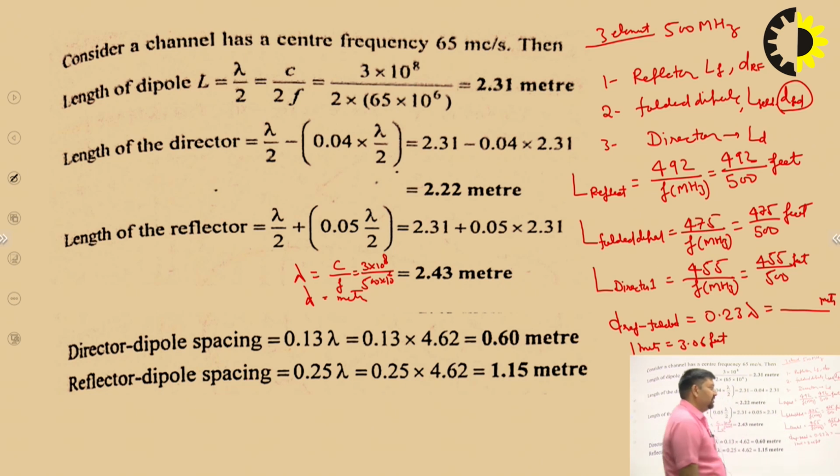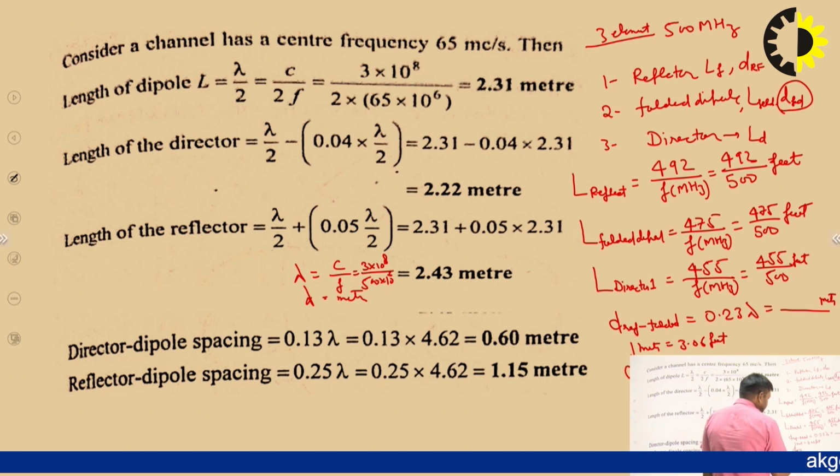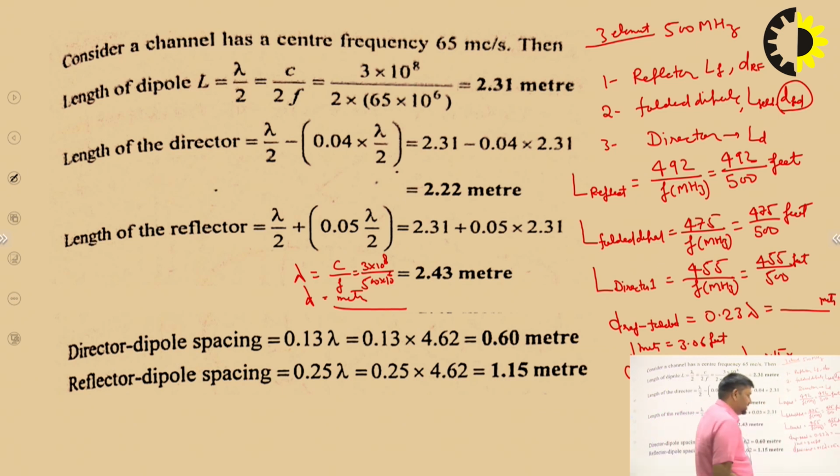So we easily calculate the distance between the reflector and the folded dipole, and how we calculate the distance between the folded dipole and the first director, which is 0.15 lambda. You put the value of lambda in meters by using the formula C by F. Then we calculate the distance between the folded dipole and the first director.